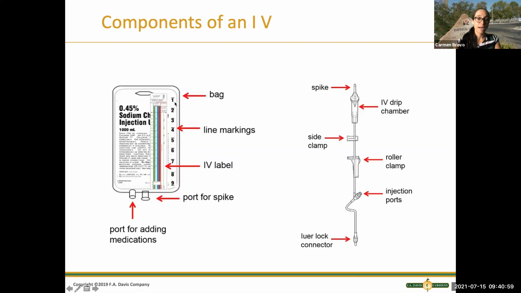All the bags have lines which show the markings. Some start at 1,000 here, and then each line is 900, 800, 700 until 100. So it's labeled, and this IV label that you see here has different colors. We don't use these ones anymore.